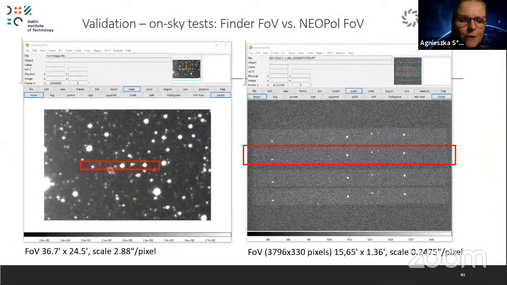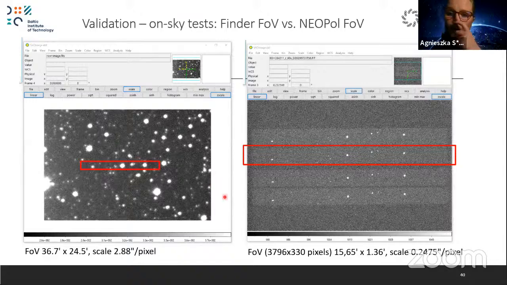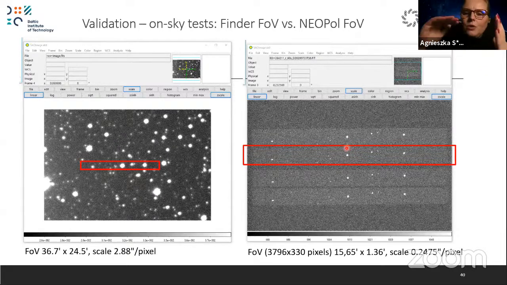These are the images from the finder on the left. Here you have the field of view, and the red color marks the field of view of the NEOPOL. On the right, you see the scientific image from NEOPOL. This is one of the standards. You have four stripes, because you have the two Wollastons. They split the light into 0, 90, 45, and 135.